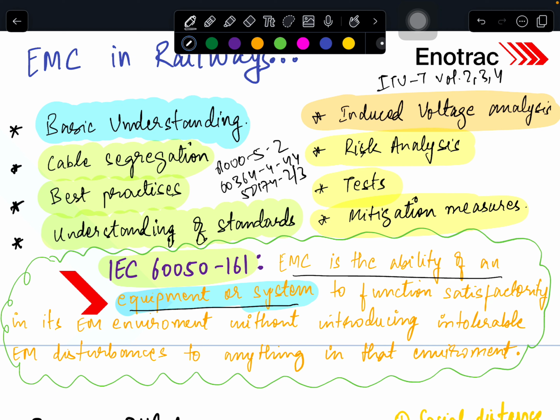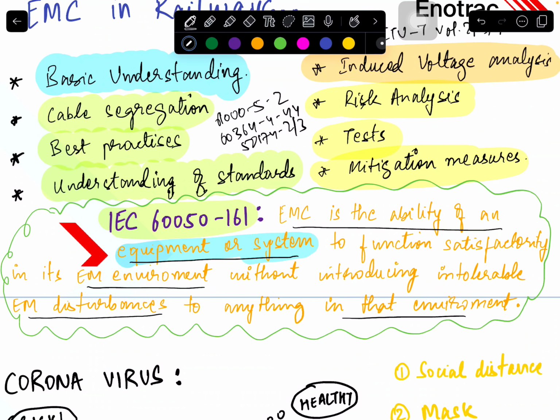So going back to the definition. EMC is the ability of an equipment or system to function satisfactorily in the electromagnetic environment without introducing intolerable electromagnetic disturbance to anything in that environment. Now this definition is a bit heavy and we said that we will not go into deep technical detail. So let us take an example so that everyone can relate to what is EMC.